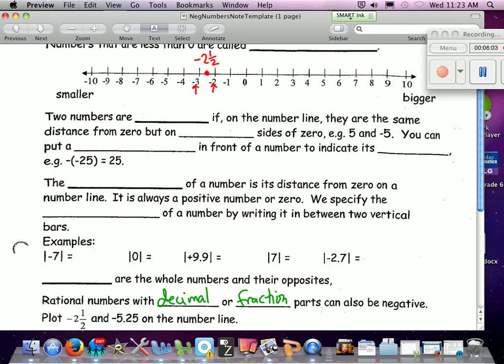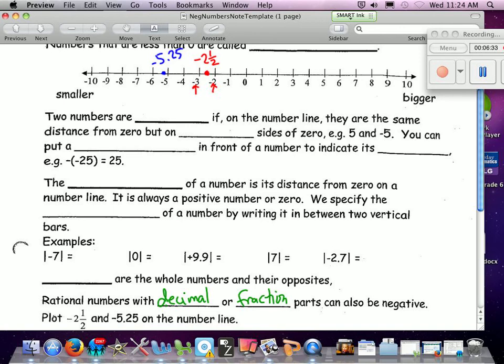Similarly, -5.25, I can think about how I would plot 5.25 on the number line. It would be 1/4 of the way past 5 towards 6. So for -5.25, I'm going to go 1/4 of the way, approximately, past -5 towards -6. So we should feel comfortable plotting any type of positive or negative number on the number line.